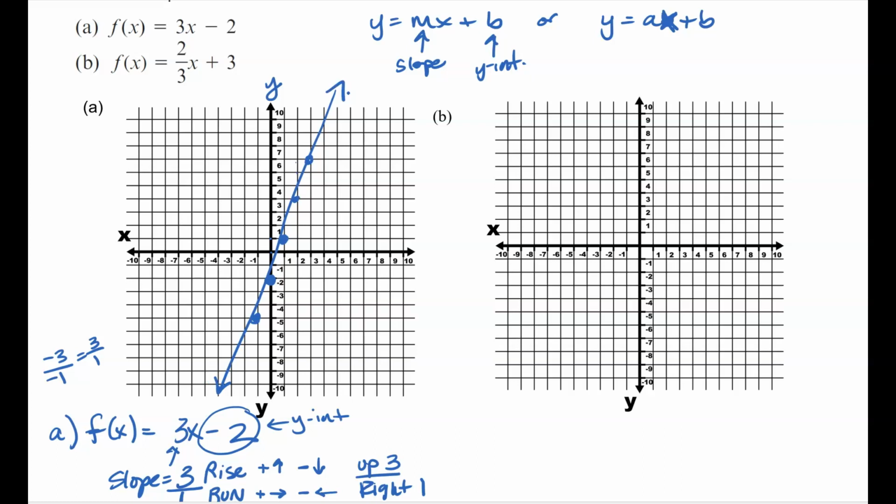If you're graphing it and your points do not line up to make a line, that's a good indication that you did something wrong. So if the function only has one x, if it's a linear function, then you know it should be a straight line. So that's a good way to check your work.